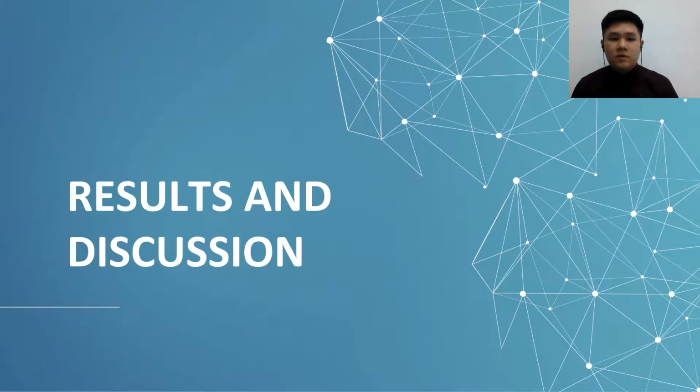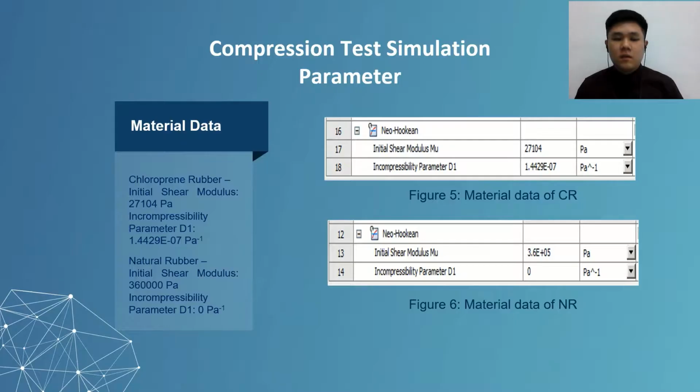Next part is result and discussion. For the compression test simulation parameter, this is the data value of initial shear modulus and incompressibility parameter for both CR and NR. The value can be referred in Figure 5 and Figure 6.